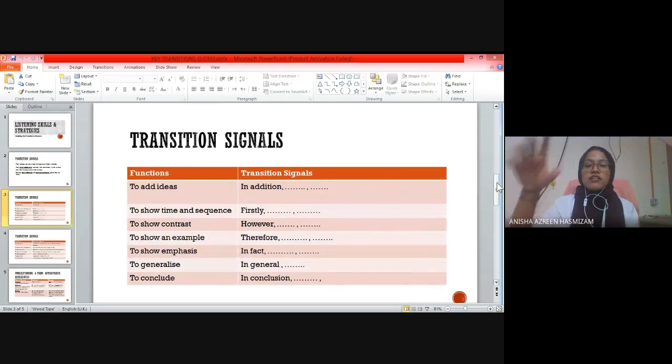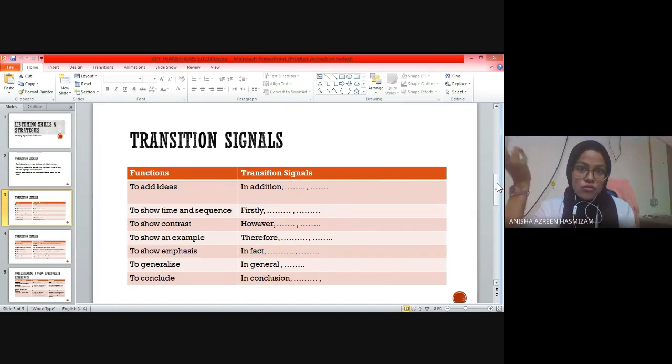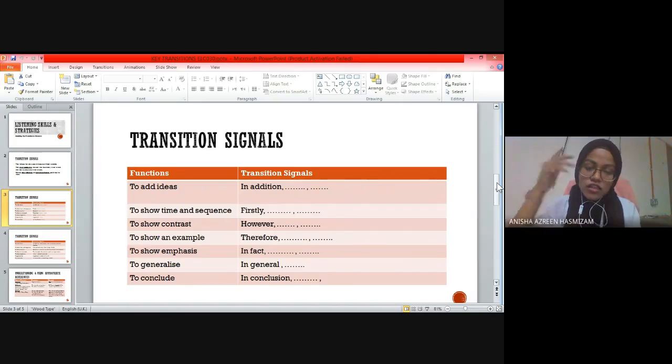Okay, ini antara contoh-contoh transition signals yang awak boleh dengar, yang awak boleh pakai dalam writing awak ataupun yang mungkin awak akan dengar dalam audio-audio yang awak akan dengar lah. Okay, so untuk add ideas, untuk tambah idea, you boleh pakai in addition. Okay, in addition, pandas are, I don't know, tambah lah, you boleh tambah. Okay, you can add ideas using in addition. Tahulah macam mana, okay? You know how to use it.